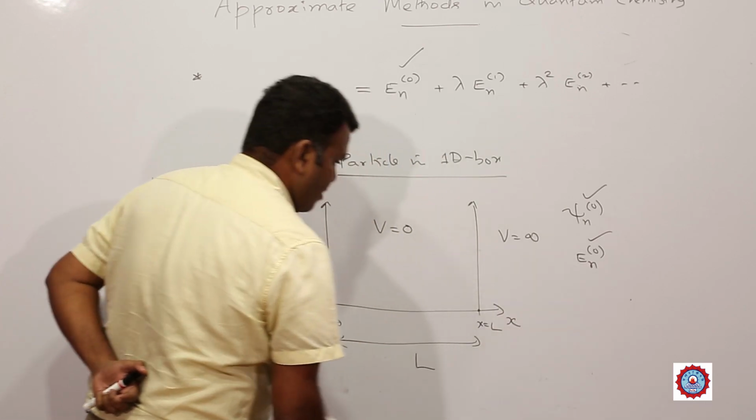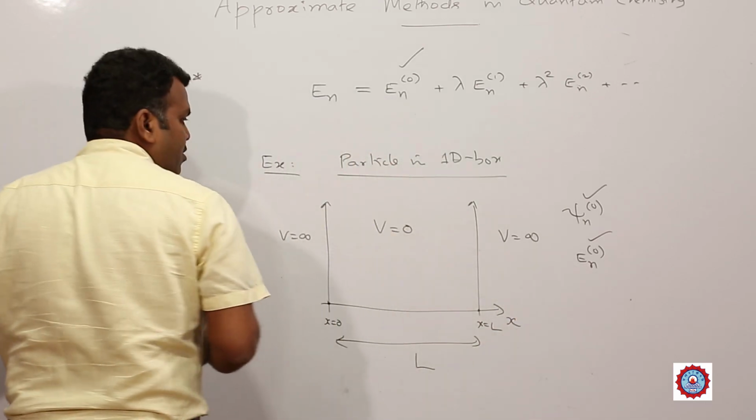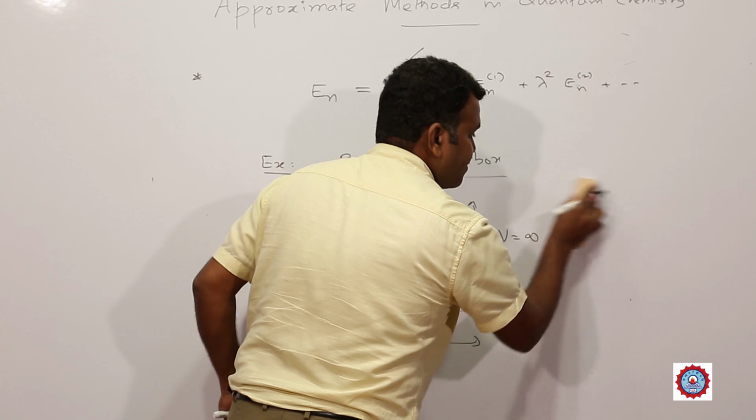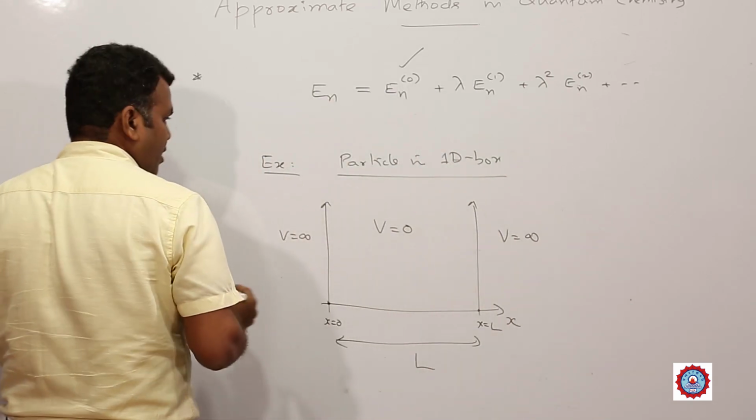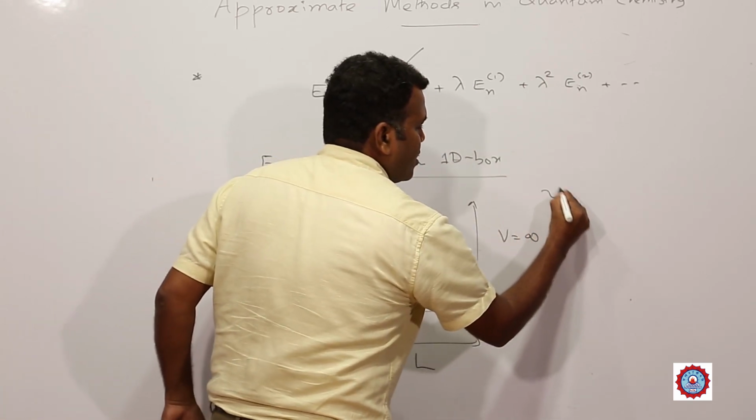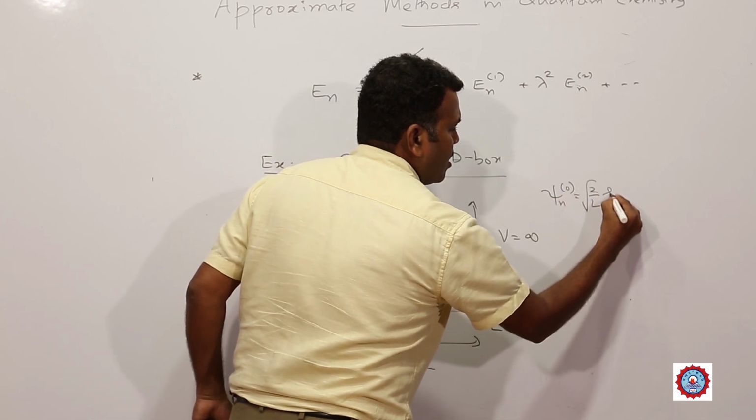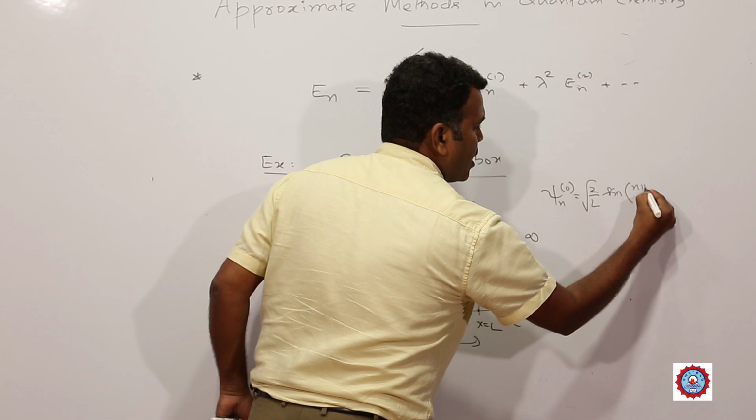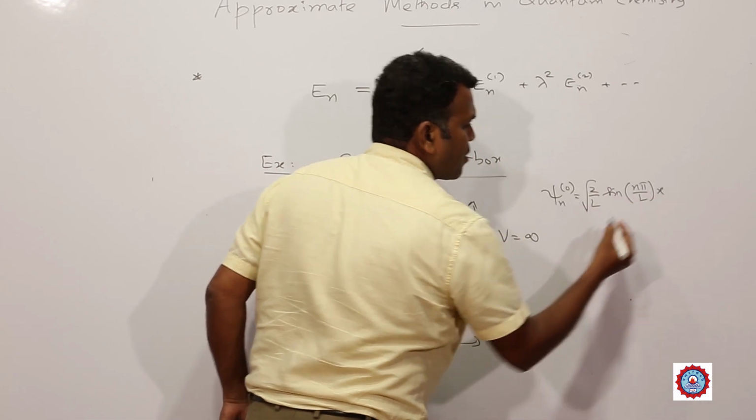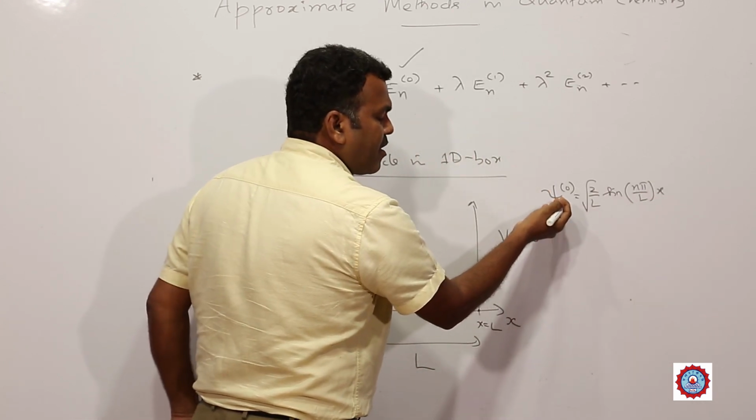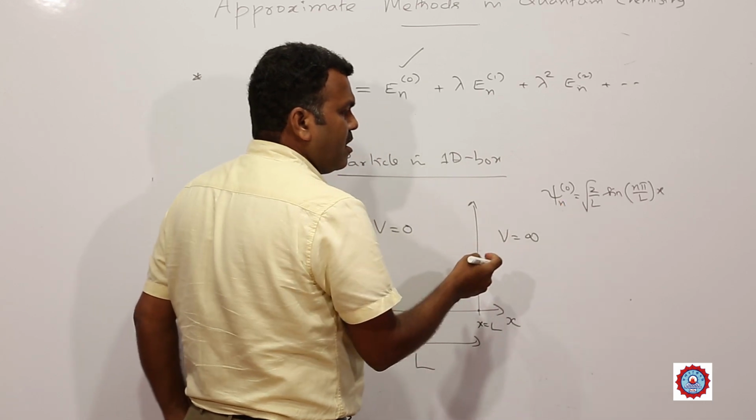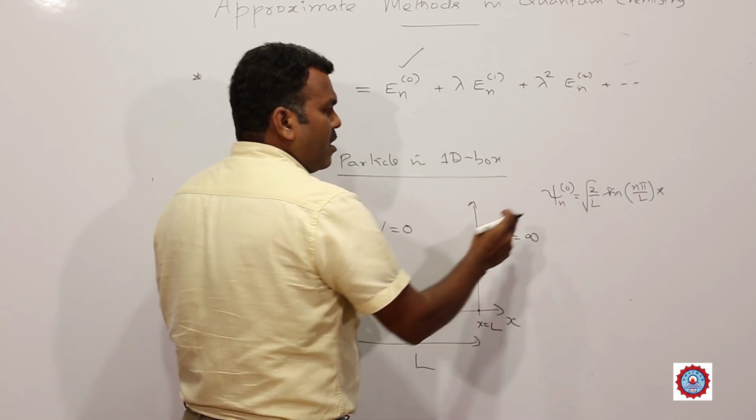I will write the wave function here, we do not have enough space there. What is the wave function? Psi n naught can be given as square root of 2 by L sin n pi by L into x. So, this is the wave function for the nth state of particle in 1D box, okay.